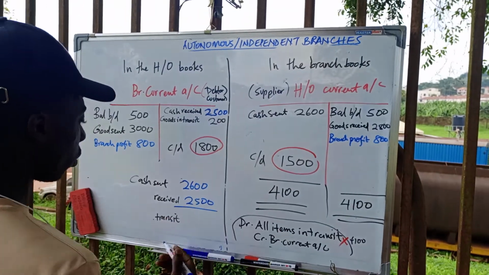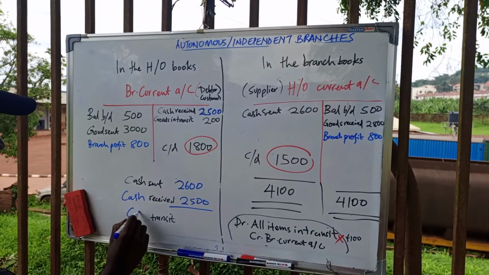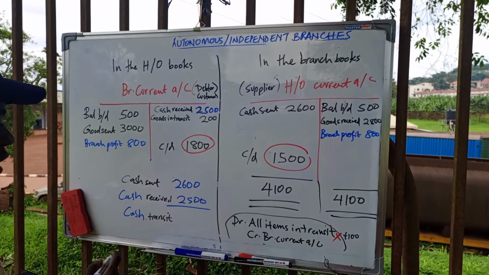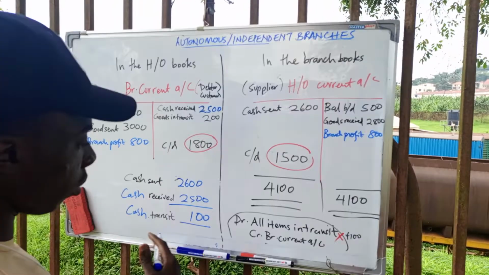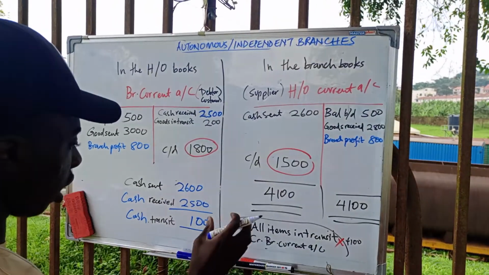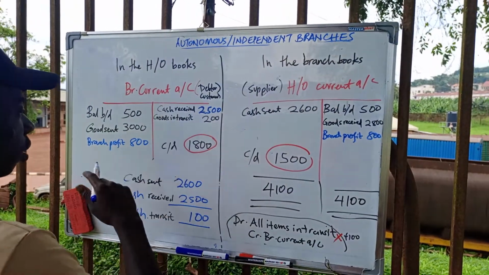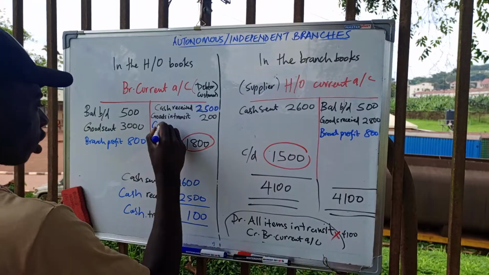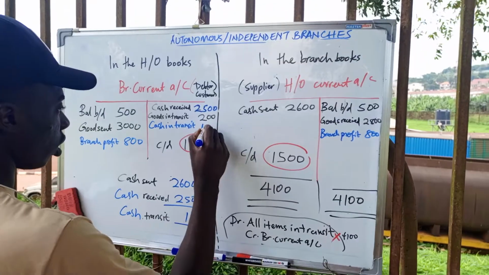So it is showing you right away that you are having some cash in transit, because what was sent is not equal to what was received. So the cash in transit is 100. So we debit all items in transit. In other words, you'll be debiting the cash in transit account, then you credit the branch current account. So still you credit the branch current account here with cash in transit, which is 100 in this case.